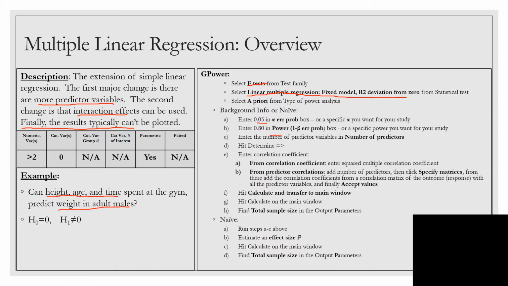alpha, power, and whatever the number of predictors are, it will be greater than 1 now. With background information, you're going to have to enter the correlation coefficient. If you want to use from correlation coefficient, that option, you can enter a squared multiple correlation coefficient. If you have the individual predictor correlations, like from a correlation matrix, you can add those, specify the matrix, and then add the correlation coefficients from a correlation matrix to the outcome, and then accept those values. We'll look at that more in a moment here to visualize that. And can calculate the effect size to get a total sample size. Naive is the same, you just estimate the effect size rather than calculate it.